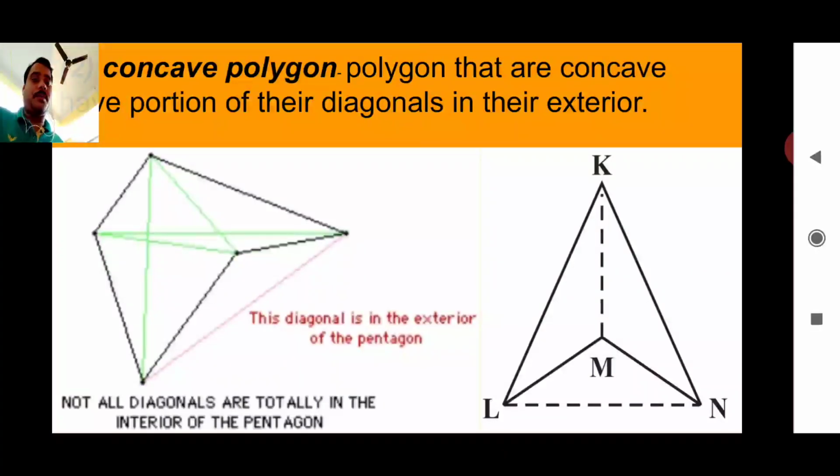Concave polygon. Polygons that are concave have a portion of their diagonals in their exterior. Here is a pentagon and you can see that the pink color diagonal is outside of the pentagon. Here is a polygon and LN is a diagonal which is exterior of the polygon. So it is a concave polygon.